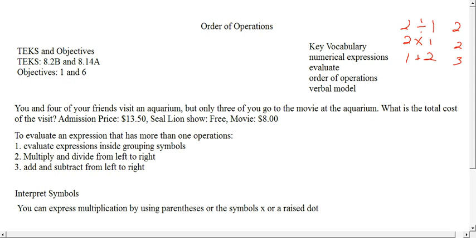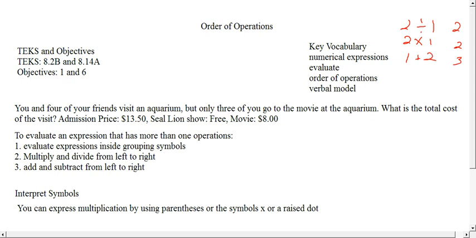Okay, so let's hypothetically take a look at a situation. You and 4 of your friends visit an aquarium, but only 3 of you go to the movies at the aquarium. What is the total cost of the visit? The admission price is $13.50. You go to the Sea Lions show, which is free, and the movies was $8. So we need to take a look at this order of operation concept, of how we evaluate that expression that has more than one operation.